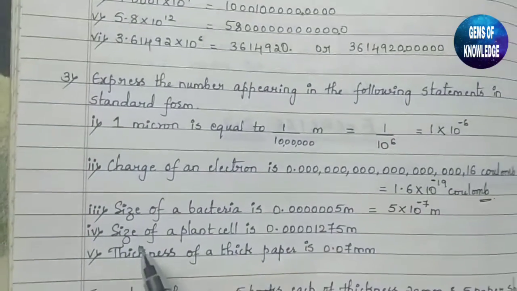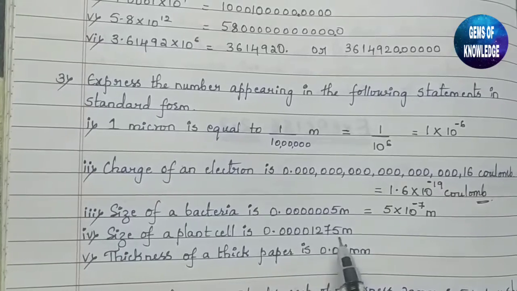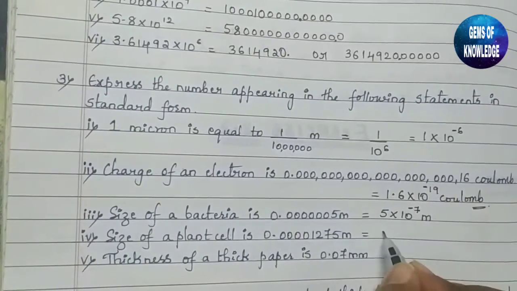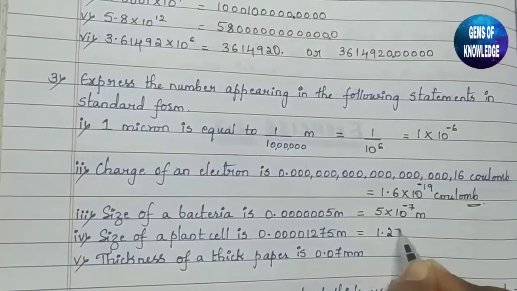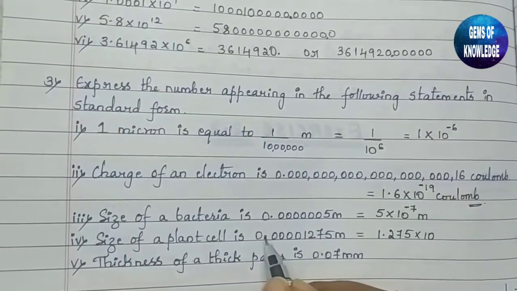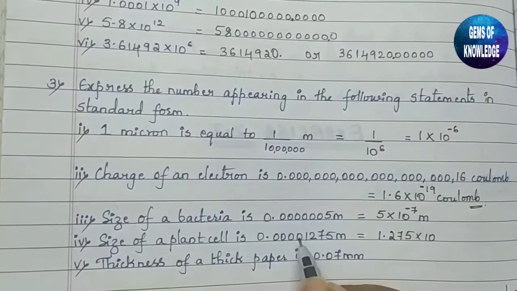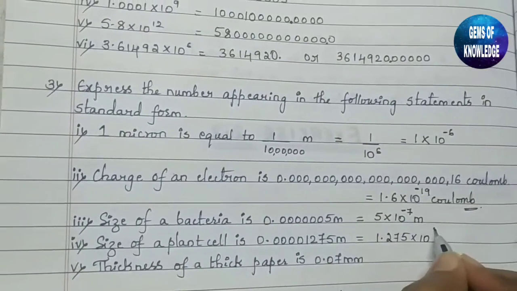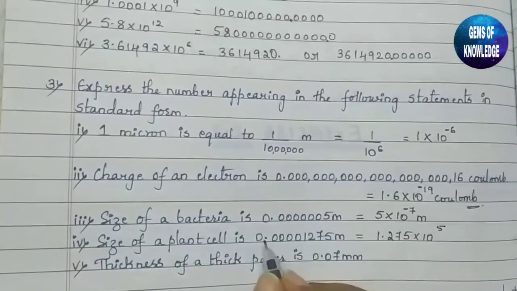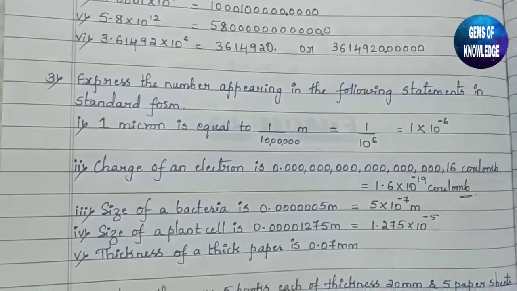Next, you can see the size of a plant cell is 0.00001275 meter. So what we will do, 1.27 into 10 to the power of, since we are moving this point to here, how many numbers are we leaving? 1, 2, 3, 4, 5 numbers we are leaving. So from left side to right side we are moving, since this will be minus.